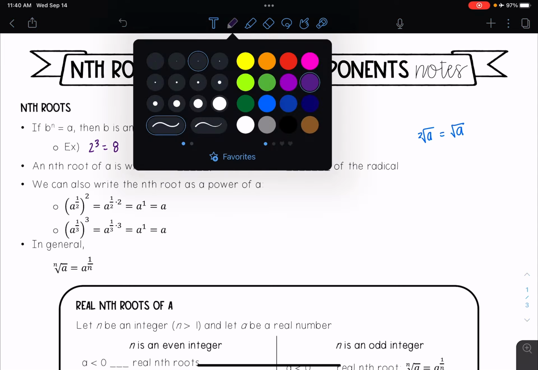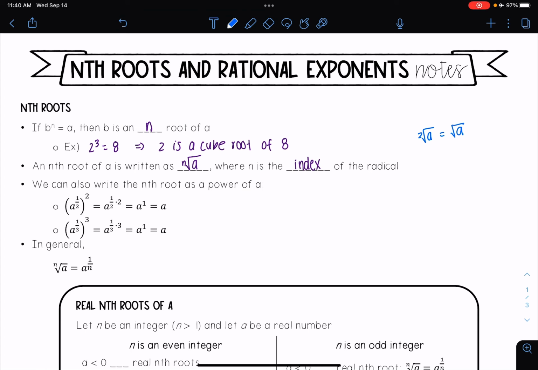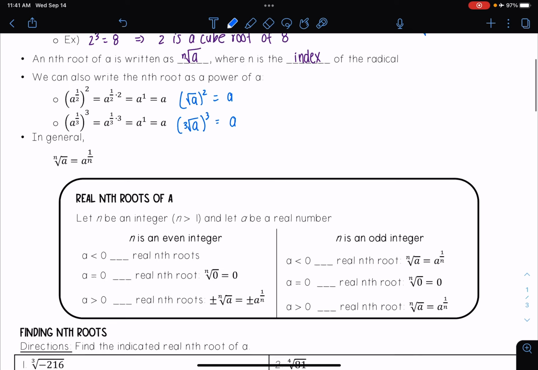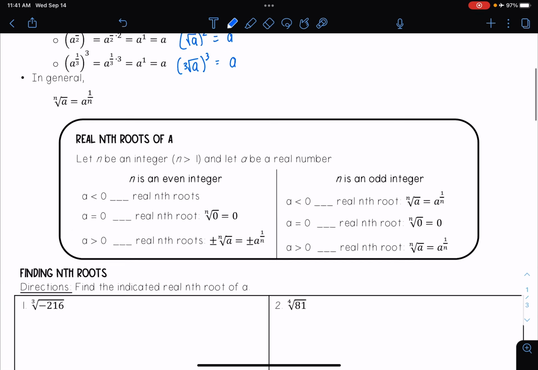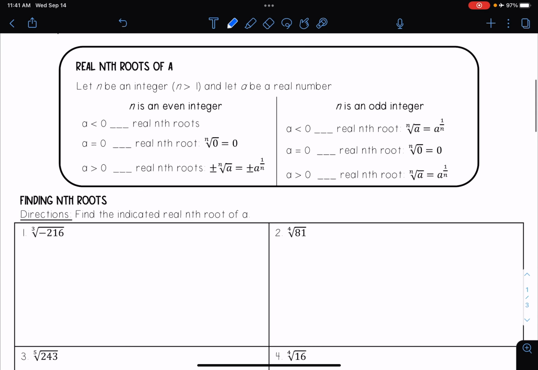And so what this really means is that if I were to take the square root of a and I square it, that's just going to get me a. If I take the cube root of a and I cube it, that's going to equal a, and so on. And so in general, we see that the nth root of a is equal to a to the 1 over n power. And so we're going to be looking at real nth roots of a.